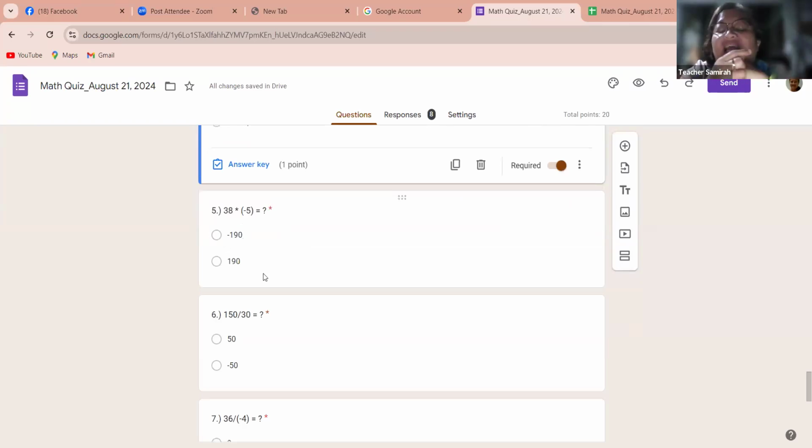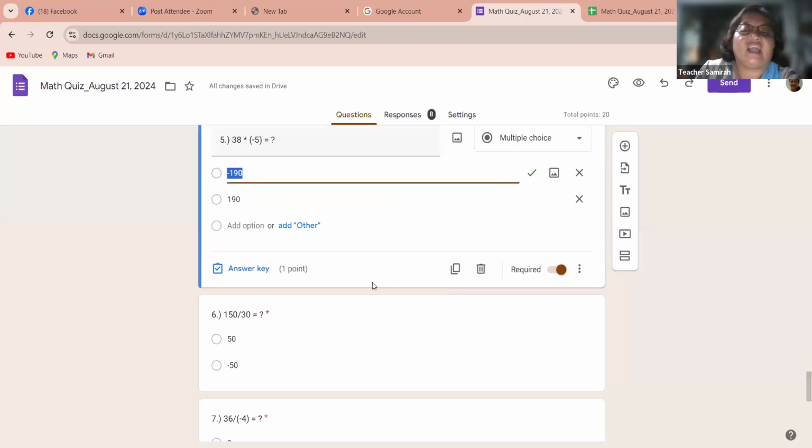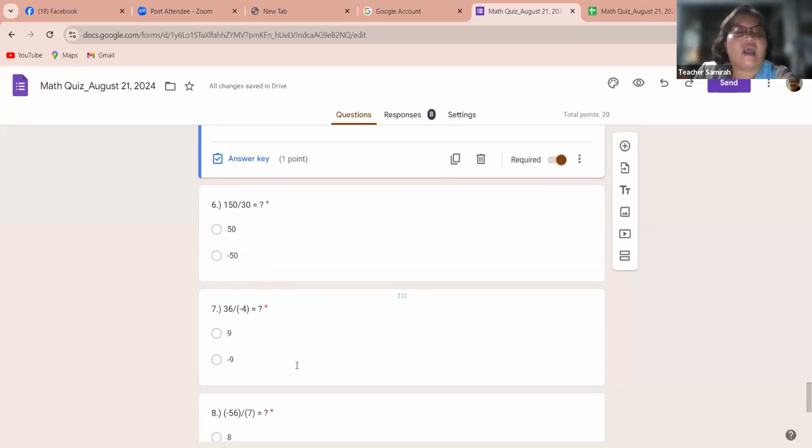38 times negative 5. Take note, we are going to multiply two different sign integers. What will be our answer? Will it be negative 190 or positive 190? Negative 190. Very good. Okay, next.